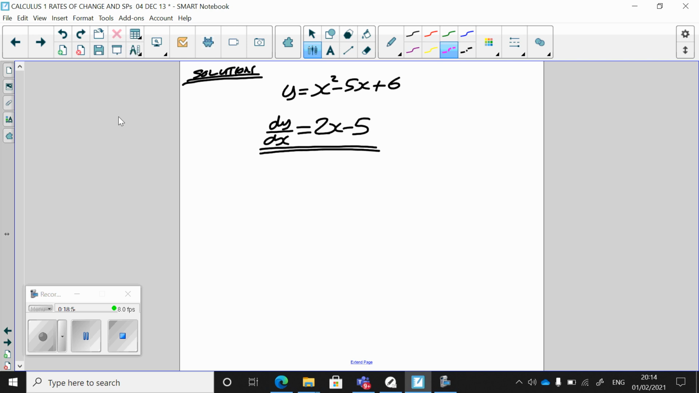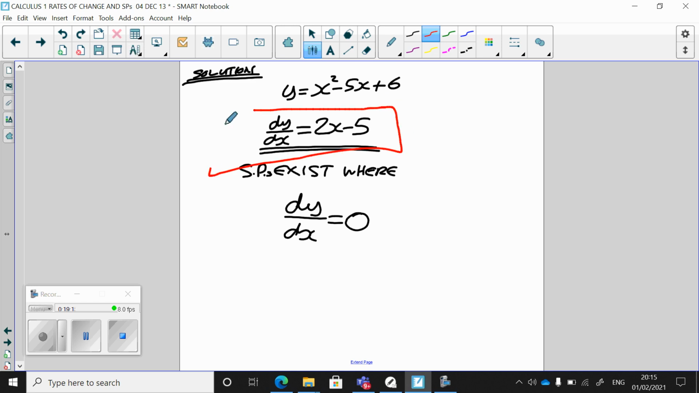That's your derivative. Okay, right. Stationary point, derivative, condition. That's a condition. Stationary points exist where the derivative is equal to 0. Okay, so we'll get two things here. We'll get two expressions for the derivative. We'll get that one there. We'll get that one there.